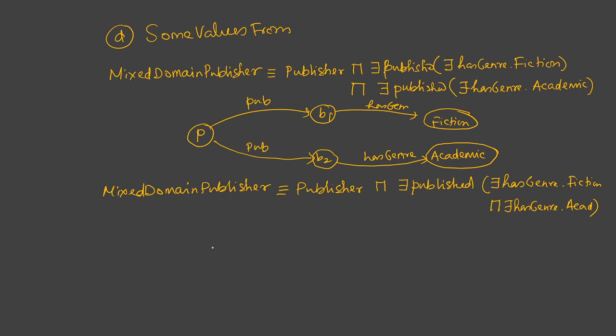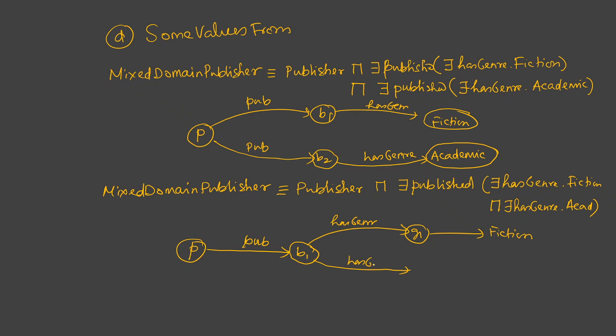What would be the visual representation of this? So P publishes a book P1, right? And it has genre to be G1, which is basically fiction, and it has got genre to be G2, which is academic. So these are the two scenarios. Let us try to see the demonstration of this, right?